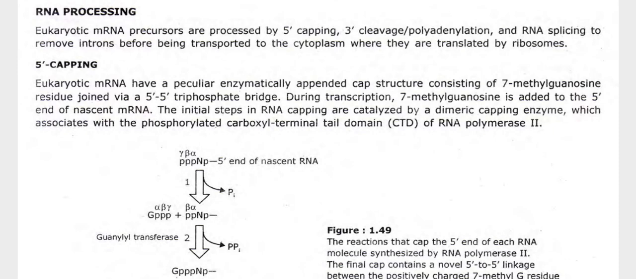RNA processing. Eukaryotic mRNA precursors are processed by 5' capping, 3' cleavage, polyadenylation, and RNA splicing to remove introns before being transported to the cytoplasm where they are translated by ribosomes. Next, we are going to learn about RNA processing.